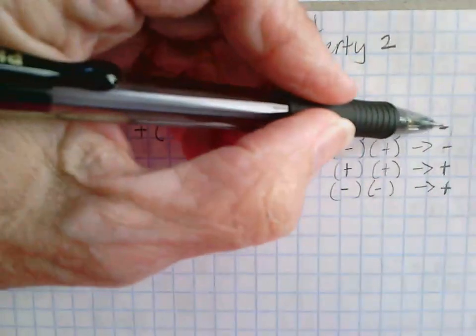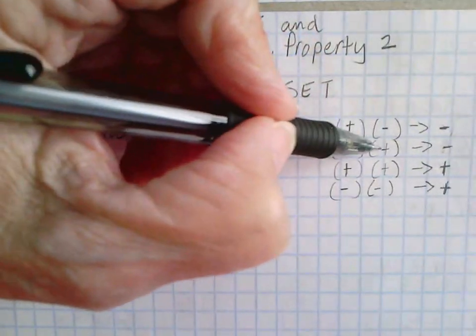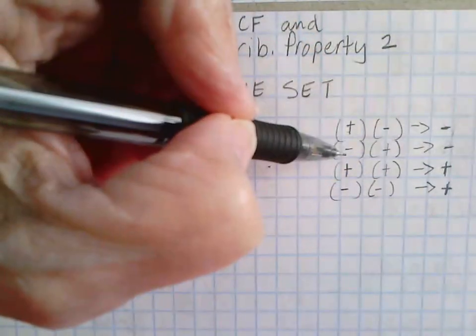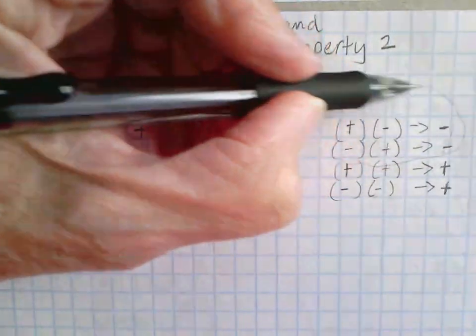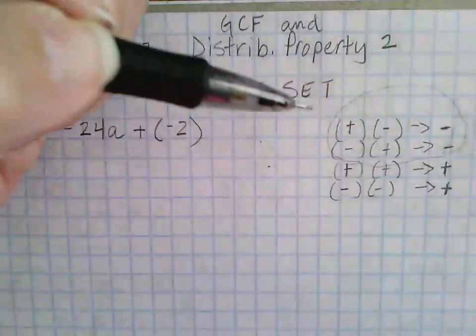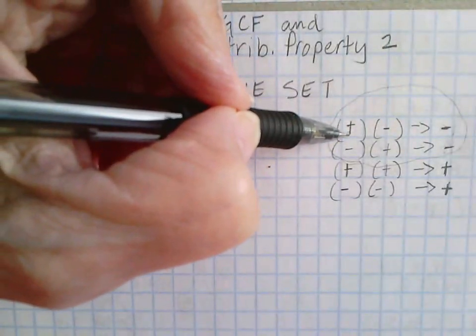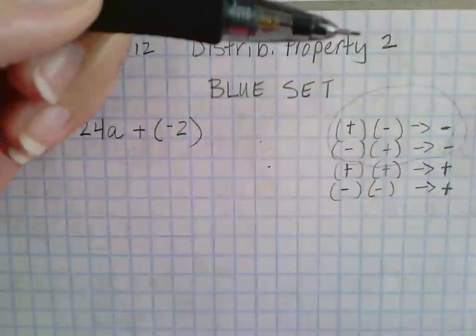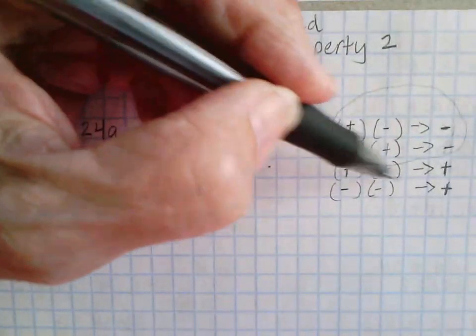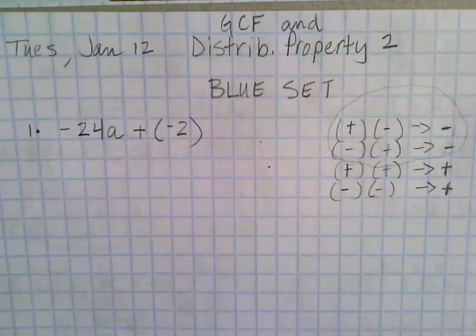Positive times a negative is a negative. Negative times a positive is a negative. So when they're different signs and you're multiplying, you're going to get a negative result. When they are the same, you're going to get a positive result.